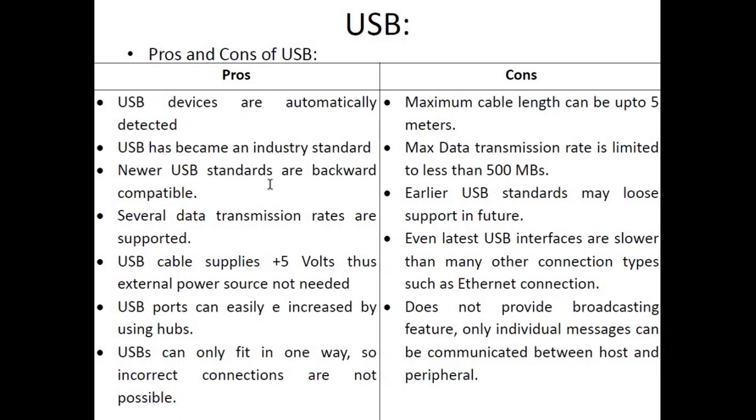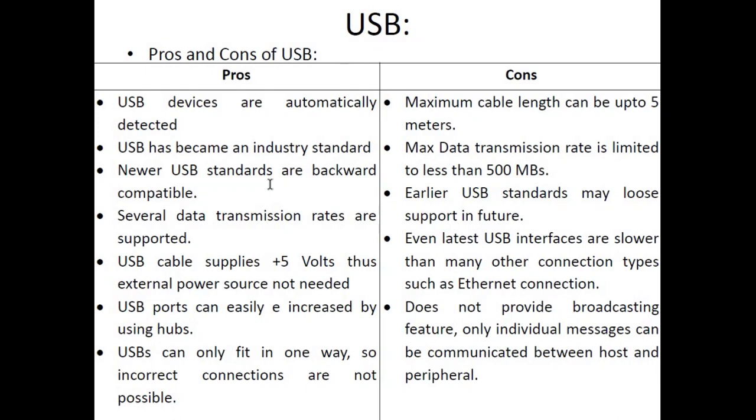Now there are some pros and cons, or benefits and drawbacks, of USBs. USB devices are automatically detected, but the maximum cable length of a USB cable cannot exceed 5 meters. USB has become an industrial standard. In almost every device USB ports or cables are used. The maximum data transmission rate is limited to less than 500 MB per second. You cannot have a rate higher than that on a USB connection.